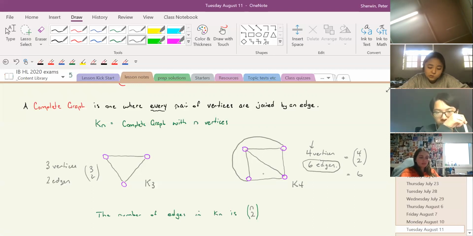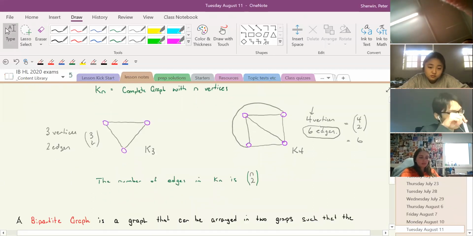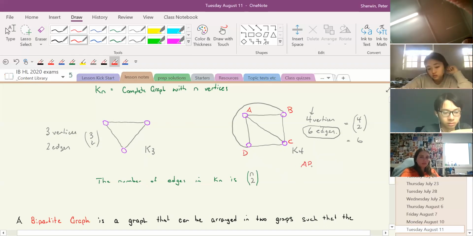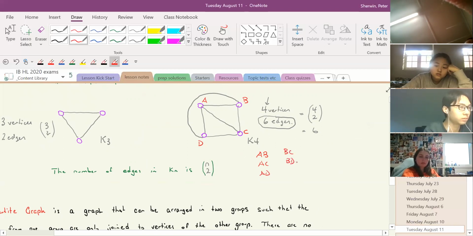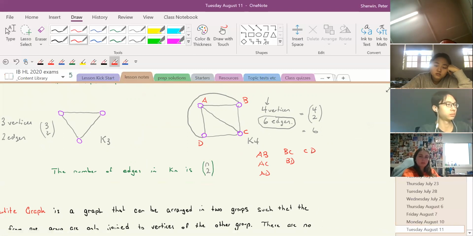Does that make sense? If we call them A, B, C, D, then really it's another way of saying how many combinations of A, B, C, D are there? That's A, B, A, C, A, D, B, C, B, D. What have I left off? C, D. There it is. So there are 6 combinations, and there are 6 edges because each of those pairs needs to be joined.